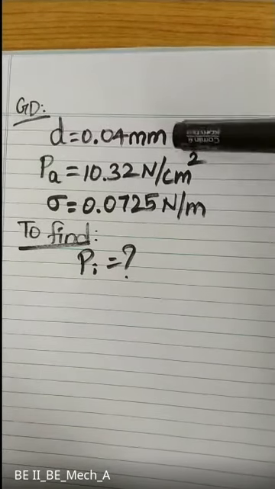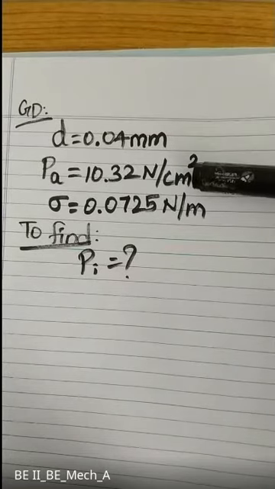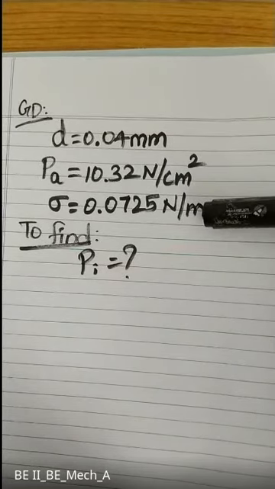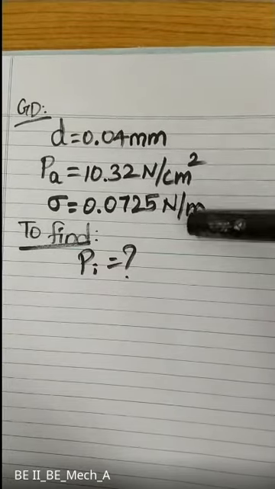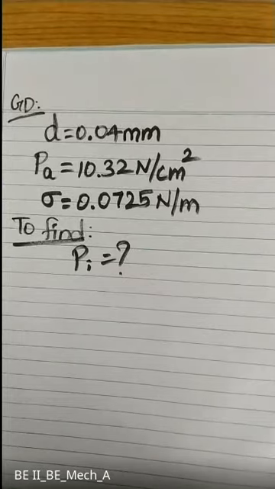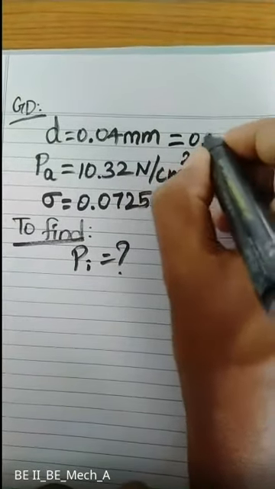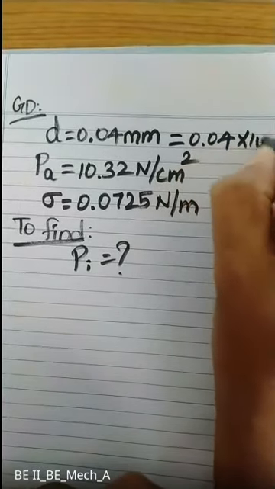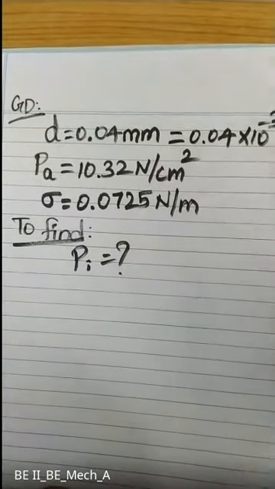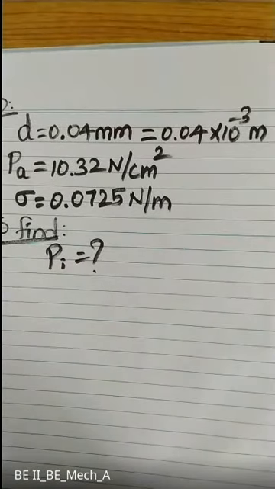Also, if you look at the given data, one is in millimeter, another one is in centimeter square, and another one is in meter. So you have to convert these data into a common unit. First thing to convert is 0.04 into 10 to the power minus 3 meter. Okay, 0.04 into 10 to the power minus 3 meter.